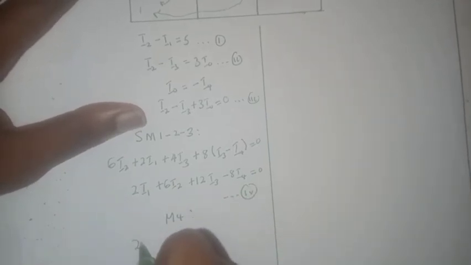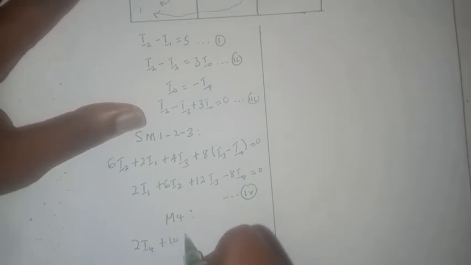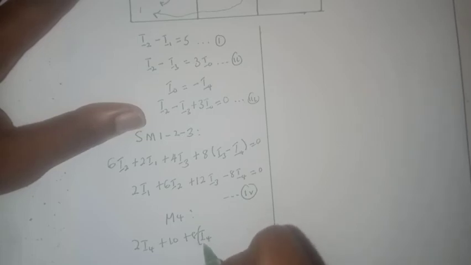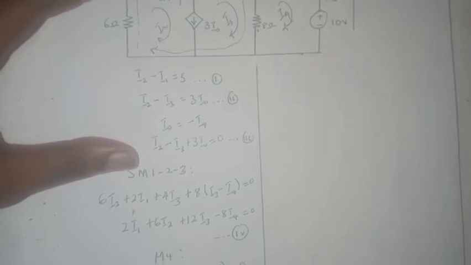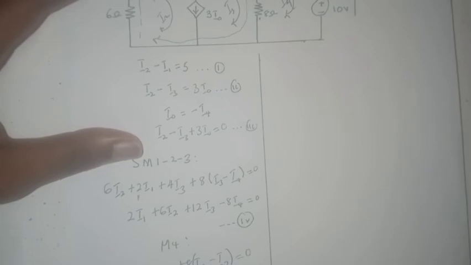Now, 2I4 plus 10 plus 8 times I4 minus I3, sorry, I4 minus I3, must have made that mistake, all equals 0. Expanding that, we would have 10I4 minus 8I3 equals minus 10. And we can call this our fifth equation.